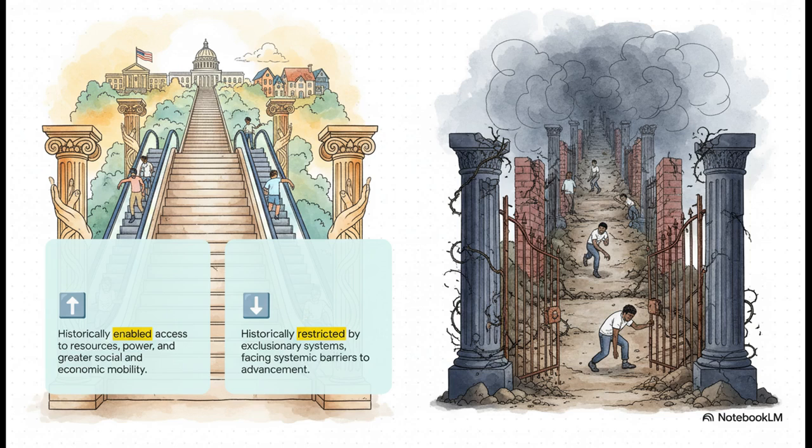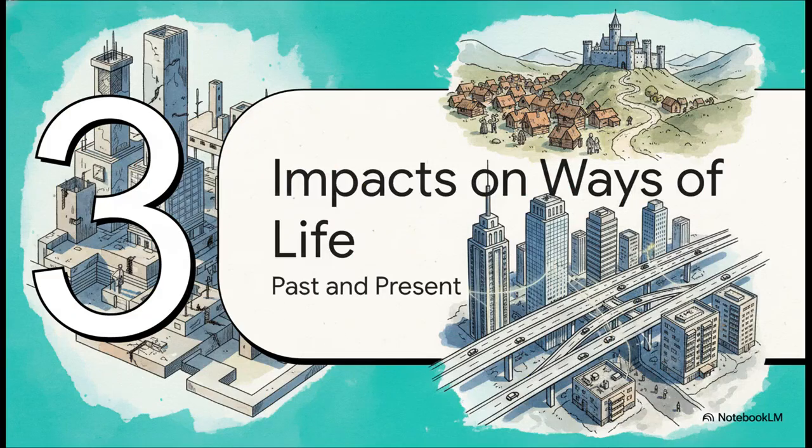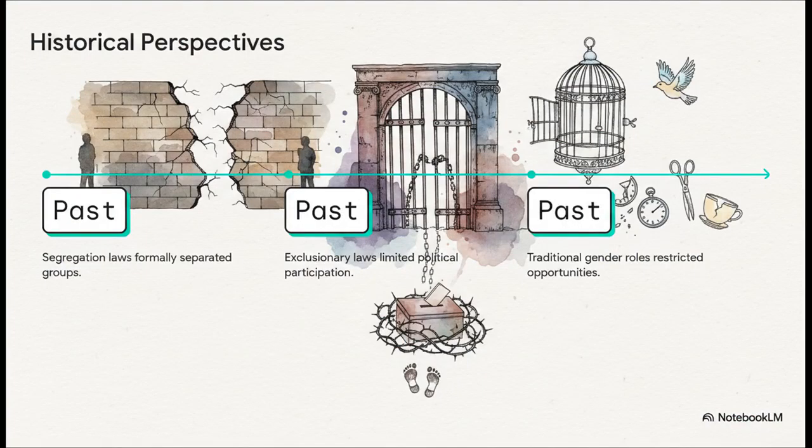And this isn't just some historical footnote. It actively shapes opportunities today, whether we're talking about life in Texas, across the United States, or really anywhere around the world. You know, this isn't just some abstract theory you read in a book. This social architecture has profound, very real impacts on how people actually live their lives, both in the past and right now.